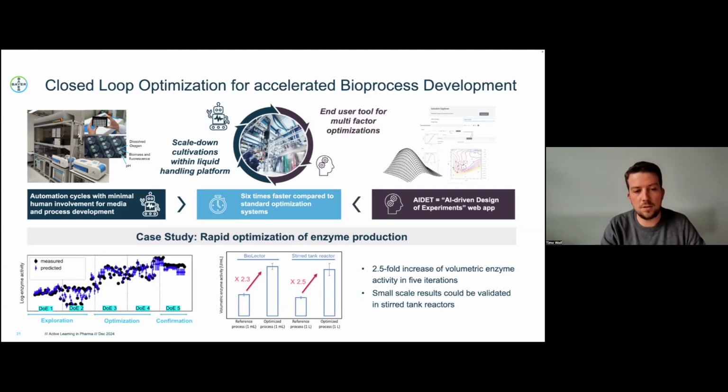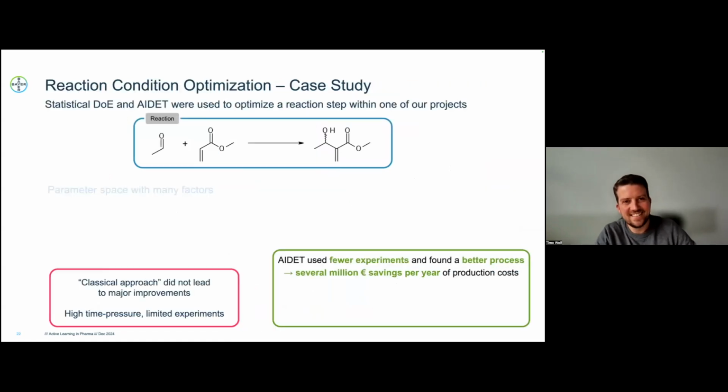And with that, we can do this rapid optimization, for example, as shown here for enzyme production, where we go through consecutive DOEs classically, and then also show that it works. Our model improves, our predictions improve, and then we have this 2.5-fold increase in volumetric enzyme activity here. And this was then even validated at larger scales. And with that, back to Giulio. Time is running. Thank you.